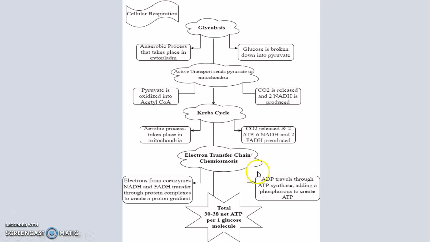So I also have a chart here for cellular respiration. As you can see, it is a bit more in depth, going from glycolysis to active transport, the Krebs cycle, electron transfer chain, chemiosmosis. And the end products here are ATP as well as carbon dioxide. So through this whole process, if this is looking at one molecule of glucose, you would yield about 30 to 38 net ATP.